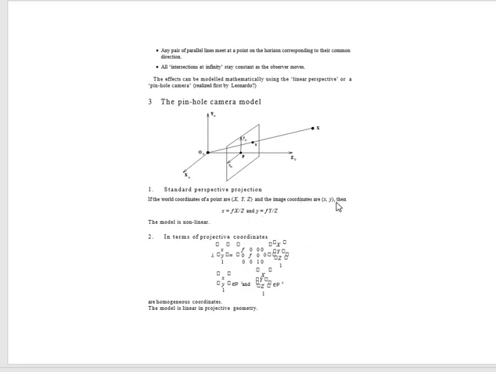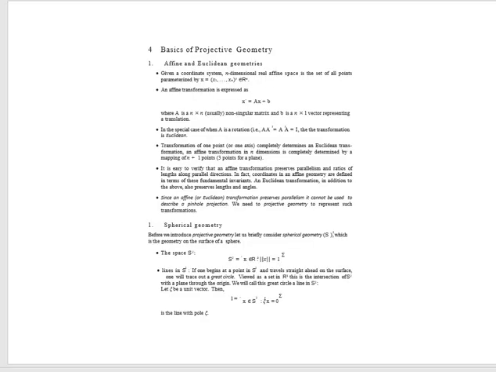The image coordinates are x, y, and the world coordinates are those of the 3D object, which is modeled into the 2D model. So this model is non-linear. In terms of projective coordinates, it is given by this. These are the homogeneous coordinates, and the model is linear in projective geometry. Now, before seeing that, let us start with what projective geometry is.